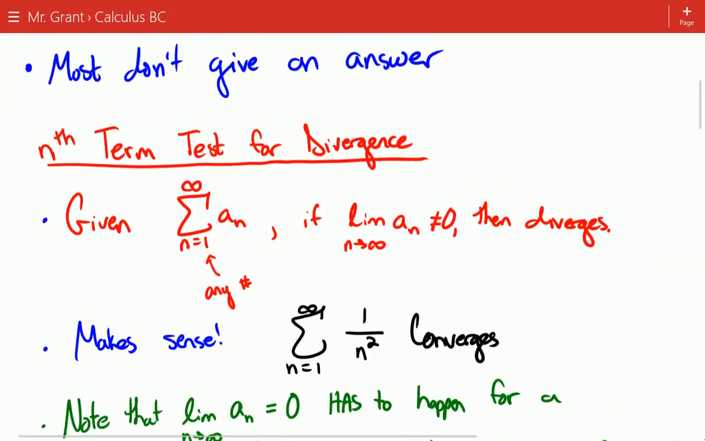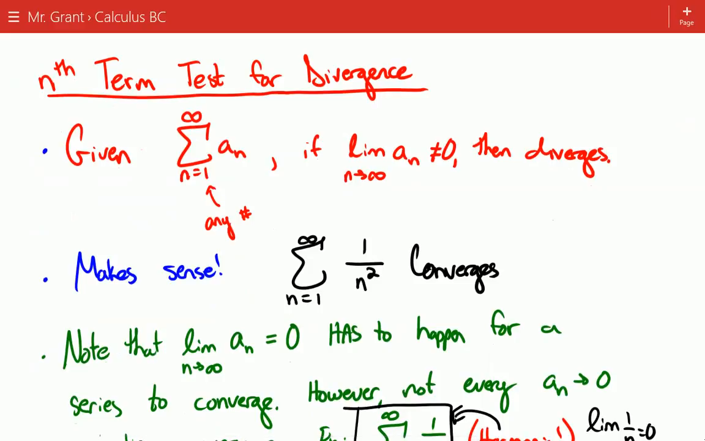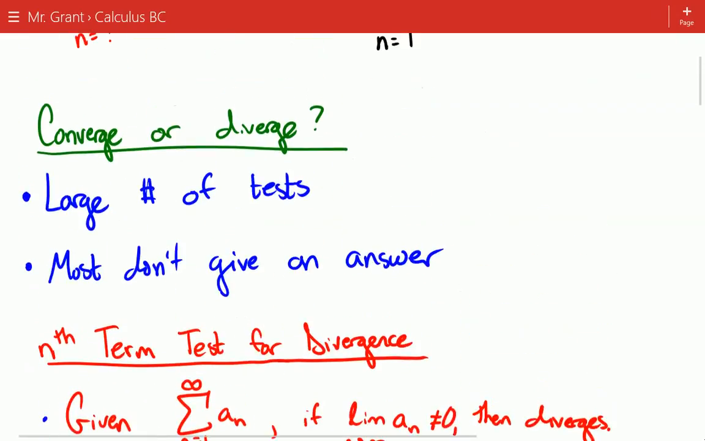And then they give us the most basic of all tests. They give us that nth term test for divergence, where we do want to check that sequence and make sure that it goes to 0 eventually. If it doesn't go to 0, then our series will never converge because it's always getting larger and larger and larger as you add up the terms.